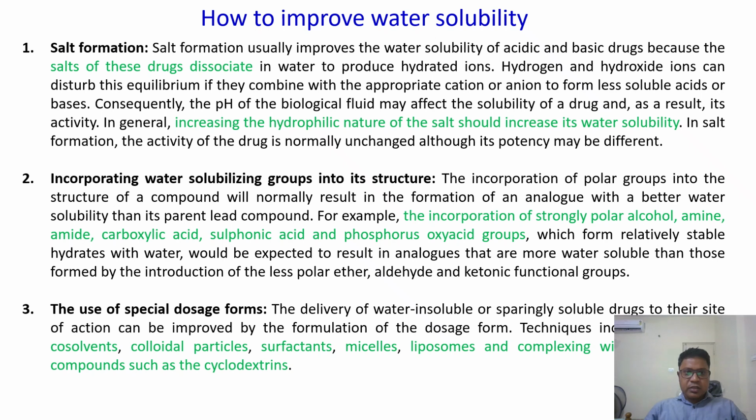The first one is salt formation. Salt formation usually improves the water solubility of acidic and basic drugs, because the salt of the drug dissociates in water to produce hydrated ions. Hydrogen and hydroxide ions can disturb this equilibrium if they combine with the appropriate cation and anion to form less soluble acids or bases. Consequently, the pH of the biological fluid may affect the solubility of a drug and, as a result, its activity.